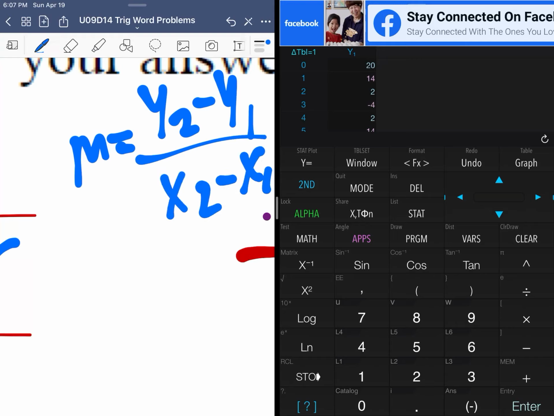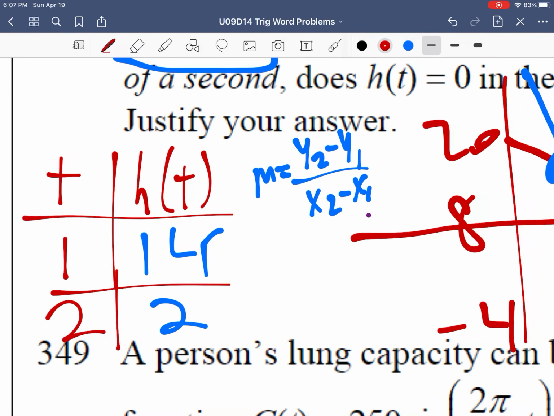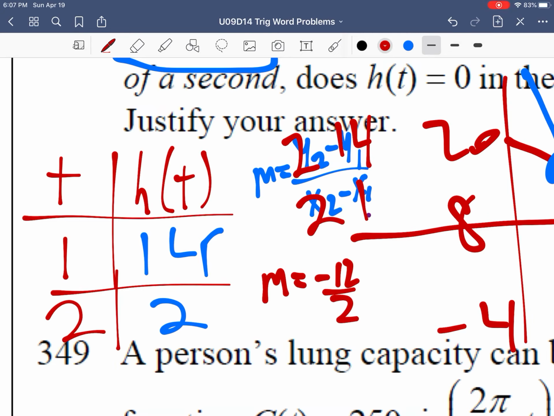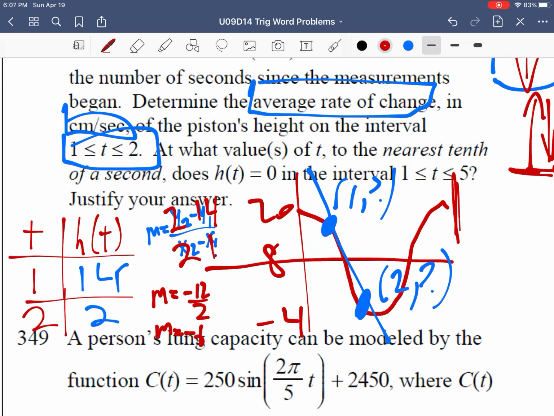So by plugging in the numbers we have in this problem, the second y value is 2. The first y value is 14. The second x value is 2, and the first x value is 1. So we're going to get the slope is equal to negative 12 over 2, or negative 6. Now let's take a look at the second part of this problem. So that's the average rate of change in the piston's height in that time period.